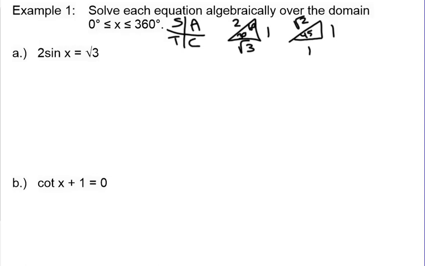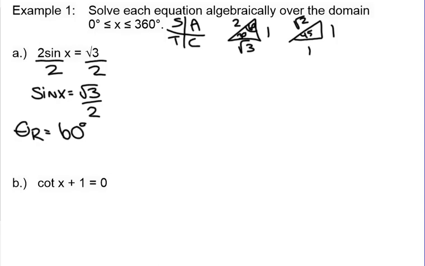So looking here, I would say this one we're going to isolate. So divide by 2, we've got sine of x is equal to root 3 over 2. So now we want to figure out what our reference angle is. Well, if I look on my triangles, the only triangle with a root 3 and a 2 is my 30-60-90. And I get an opposite over hypotenuse if I start at 60 degrees. So that means our reference angle is 60 degrees.